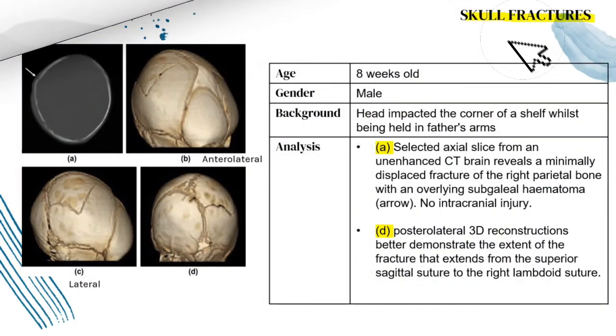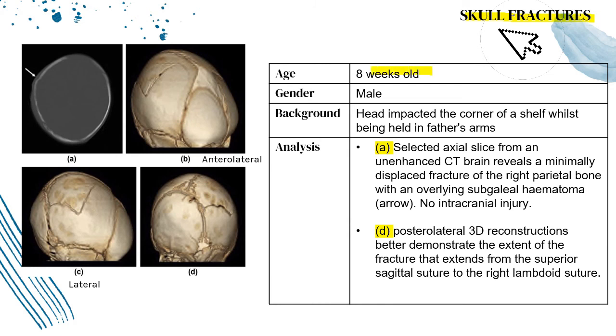We're going to look at the skull fracture. This is from an 8-week-old male infant whose head impacted the corner of a shelf while being held in the father's arm. This is a selected axial slice from an unenhanced CT scan of the brain, which reveals a minimally displaced fracture of the right parietal bone with an overlying subgaleal hematoma. We can see it in the arrow shown. But there is no intracranial injury.